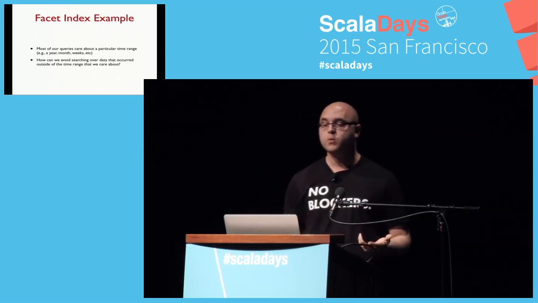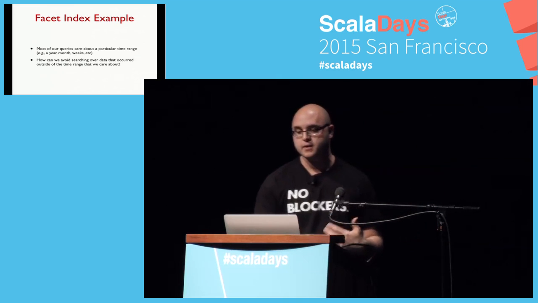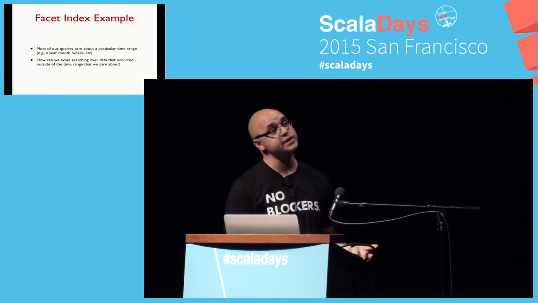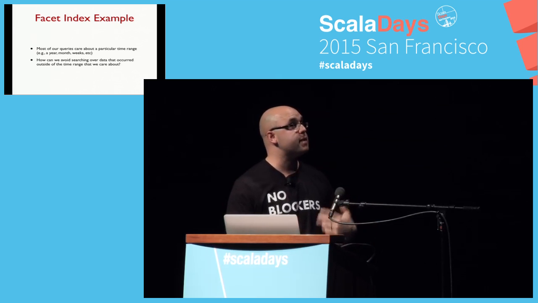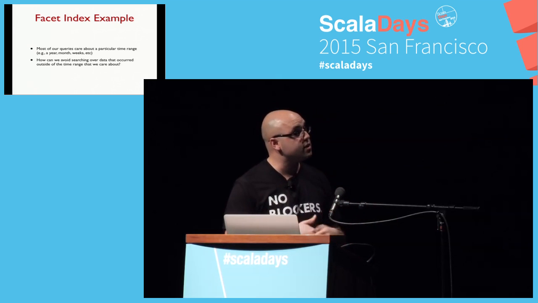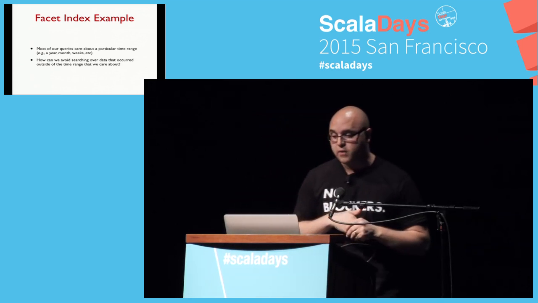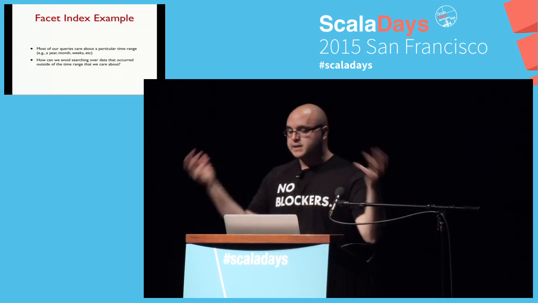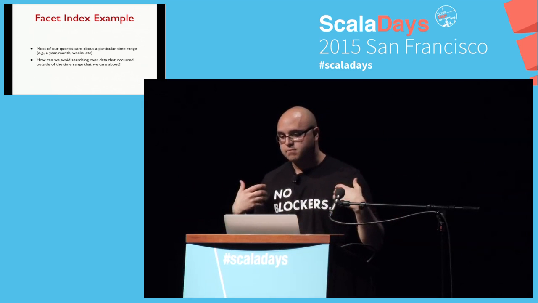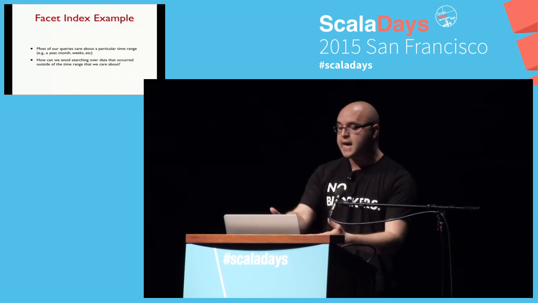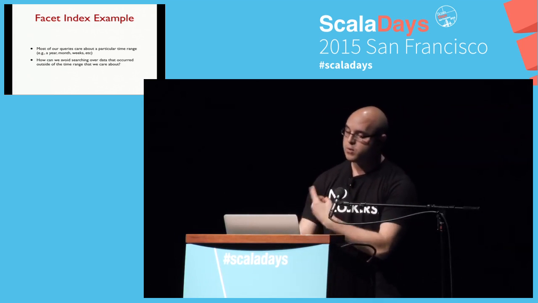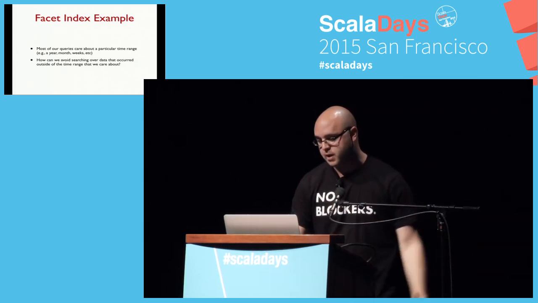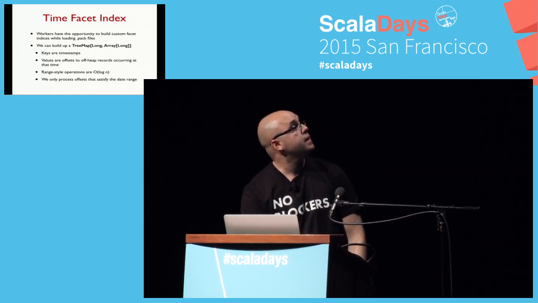An example of a facet index would be something like time, right? Most of our queries actually do care about a particular time range. We either want to make statements about a year or a month, a week, et cetera. So how can we avoid visiting or searching data that isn't contained by the current time span of the given query? If we only care about 1 week, how can we avoid looking at all the other data that did not occur within that week?